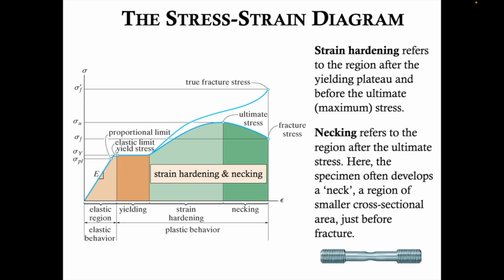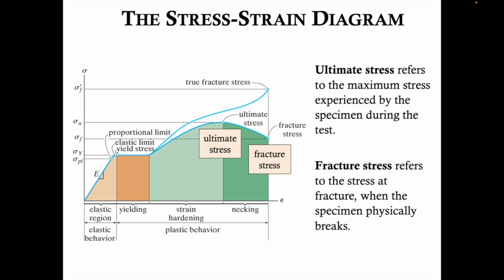Strain hardening refers to the region after the yielding plateau and before the ultimate or maximum stress. And it's also important to mention that not all materials show a yielding plateau. Necking refers to the region after the ultimate stress. Here, during this time of the test, the specimen often develops a neck, which is a region of smaller cross-sectional area just before fracture. That would only happen for pretty ductile materials. Ultimate stress refers to the maximum stress experienced by the specimen during the test. And fracture stress refers to the stress at fracture when the specimen physically breaks.